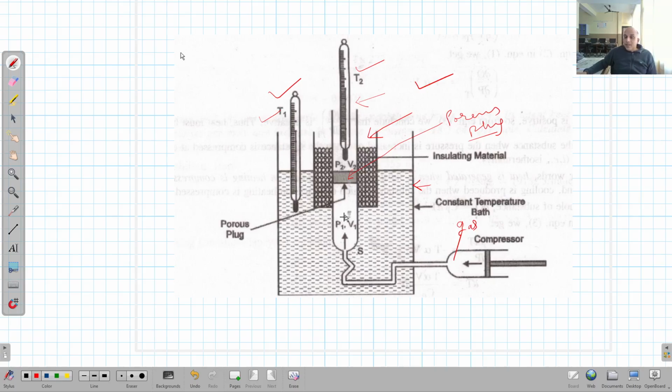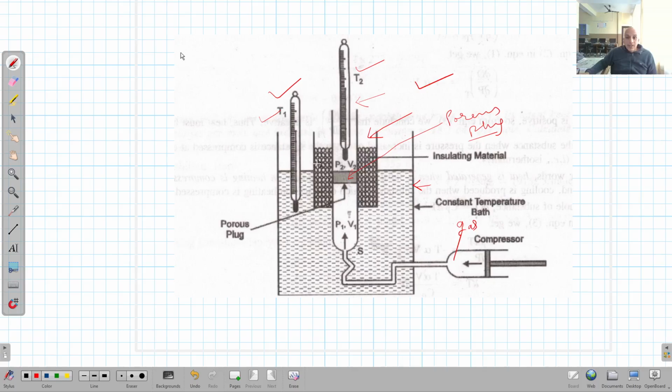Because when the gas is allowed to expand from here to here, the gas will increase its volume, right? The pressure will decrease, the gas will increase its volume, means the gas molecules will try to go apart from each other. They will try to go away from each other. So they require energy for it, right? So we are not providing any energy.